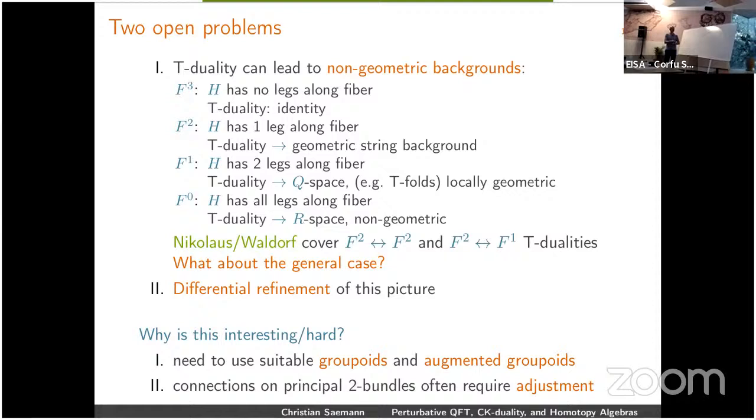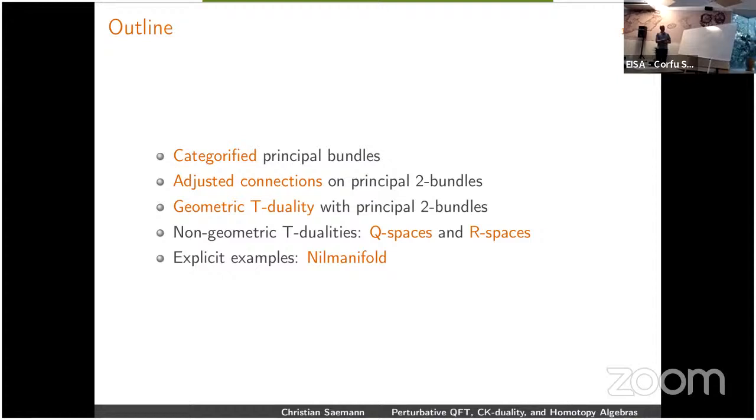And the other thing is this issue of putting connections on principal two bundles. Often you require for this something that we call an adjustment. It has been known for a long time in special cases, but we formulate it a little bit more abstractly, and then it becomes transparent what you should actually do. Okay, quick outline. I'll briefly give an introduction to categorified principal bundles, very gentle, and don't worry.